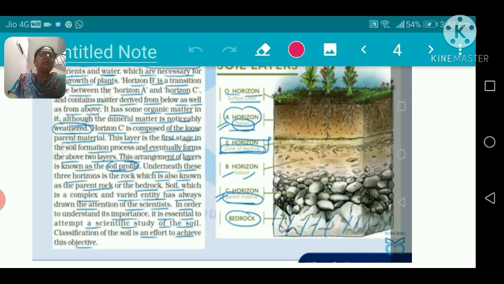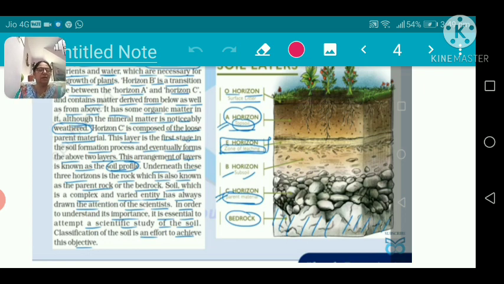In this way, you have to take some examples from your science also: organic matter, weathering, and the process of gradation, deposition, degradation. Then the soil profile is formed, and in order to understand its importance, we have to study the scientific study of the soil.